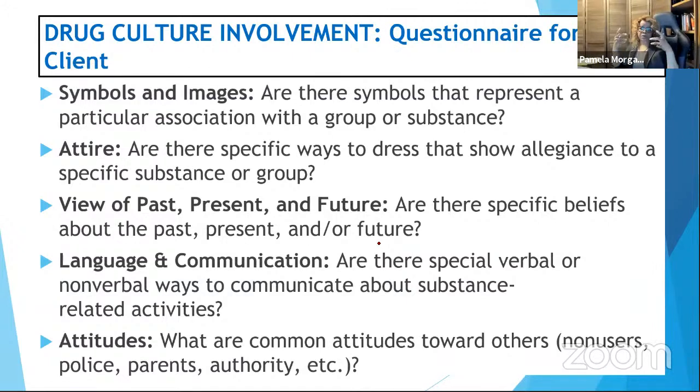Are there symbols that represent a particular association with a group or a substance? Now, this proved to be very vital to the children incarcerated in a detention facility. And I talked about that earlier, in how they had signs and they had symbols. Certain things they would throw up and would cause an outbreak and a fight. And we didn't know what it was.